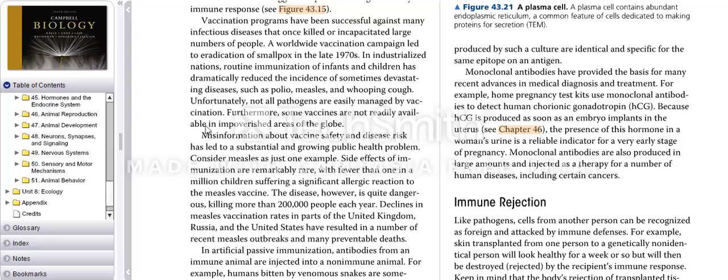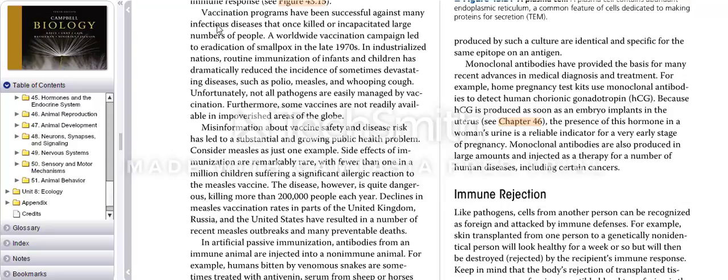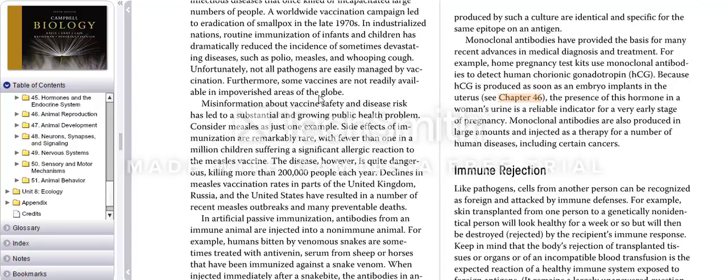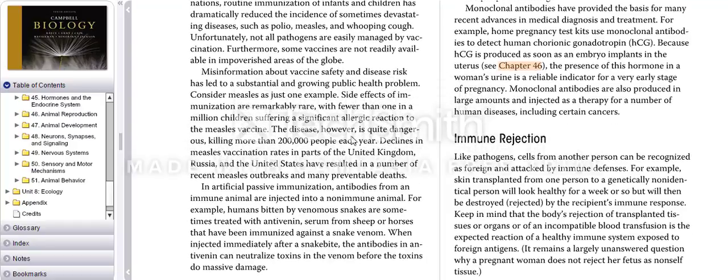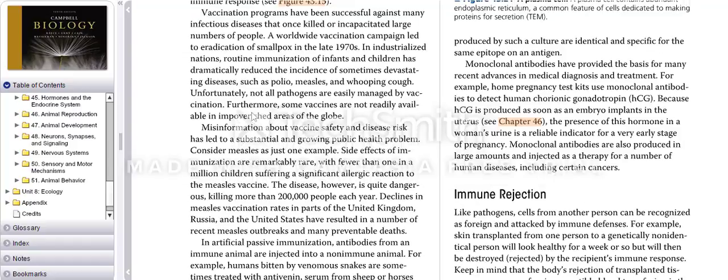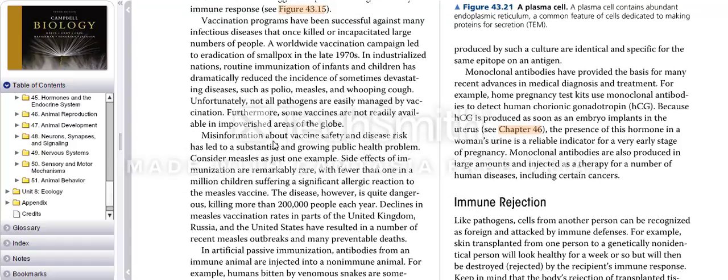So this section really just talks about the successfulness of vaccination programs against infectious diseases such as polio, measles, whooping cough. Really, again, it's like a history thing. If you want to read it, I'll leave it there so you can pause it.